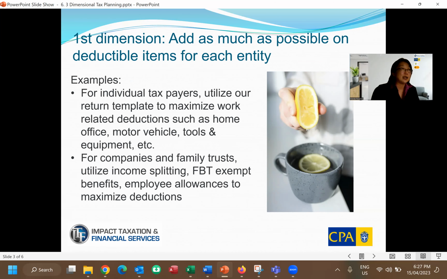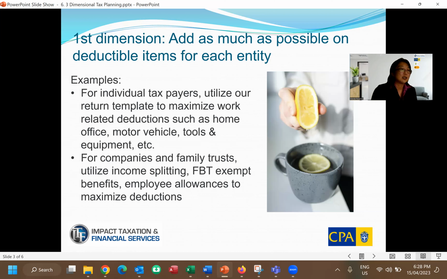So the first dimension is to add as many deductible items as possible for each separate entity. The first example we have listed here: for each individual taxpayer, we will help you to utilize our return template to maximize work-related deductions, such as home office, motor vehicle, tools and equipment, etc. If you're already our existing clients, you should be very familiar with our return templates already. By filling in that template from beginning to end, you're not going to miss any deductions because it will act as a checklist to help you to refresh your memory.